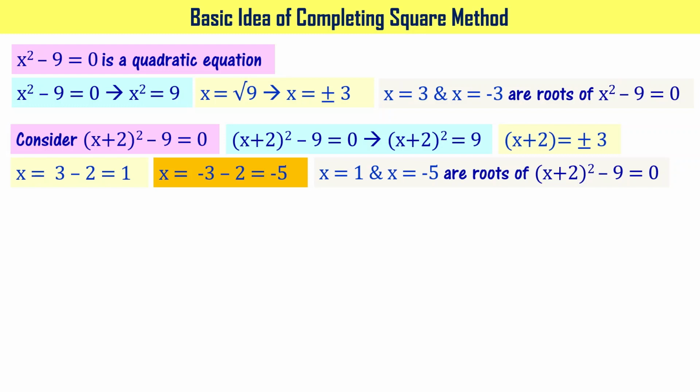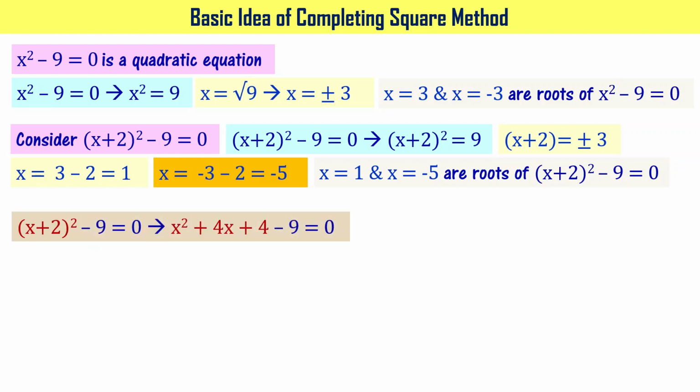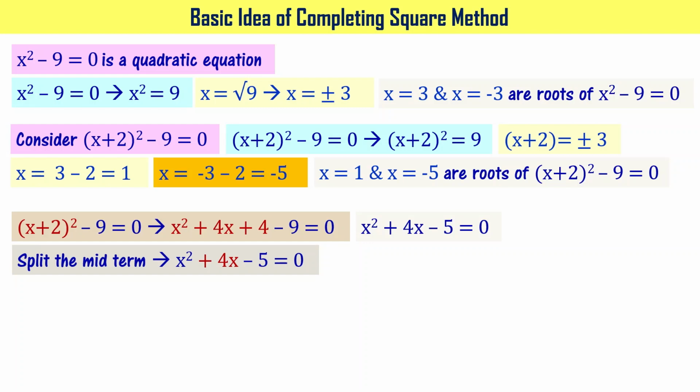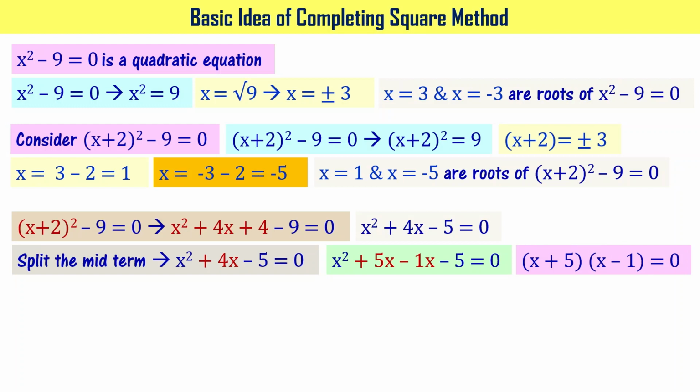Instead of following this approach, for example, if I expand x plus 2 whole square minus 9 equal to 0, then I get x square plus 4x minus 5 equal to 0 as the quadratic equation, right? And if you apply split the middle term method, you are going to split the middle term 4x as 5x minus 1x. When you do that and find linear factors, you can write the given equation as x plus 5 times x minus 1 equal to 0. So the roots are going to be minus 5 and 1, right? The roots are exactly identical to the roots we have gotten earlier.